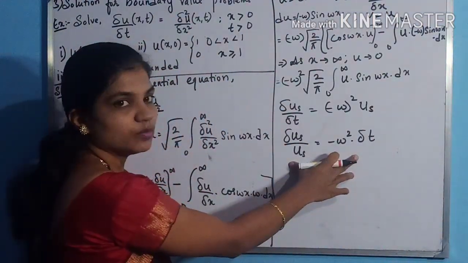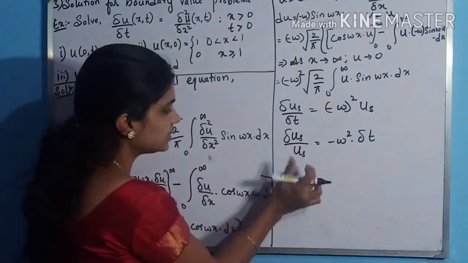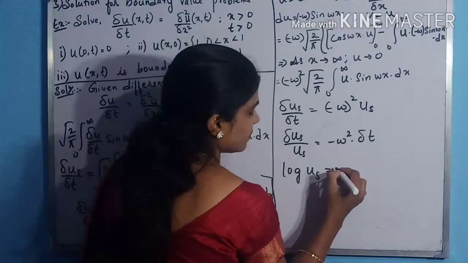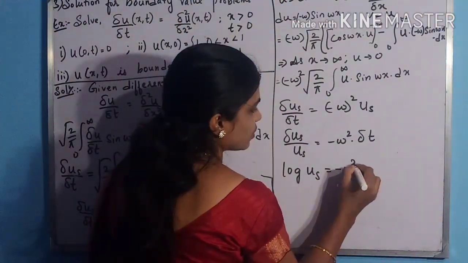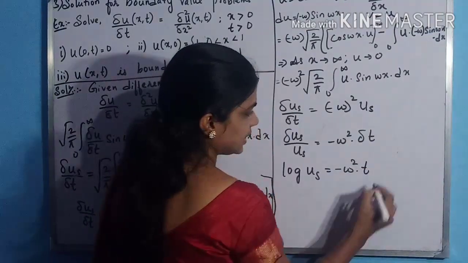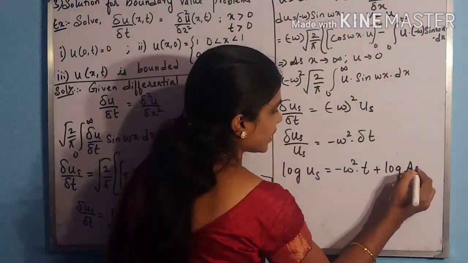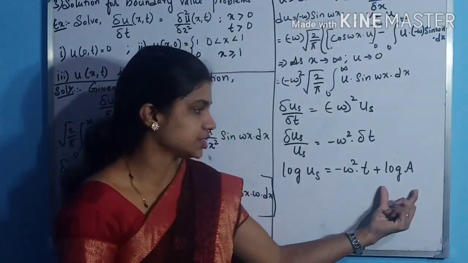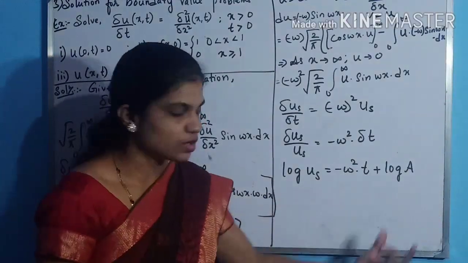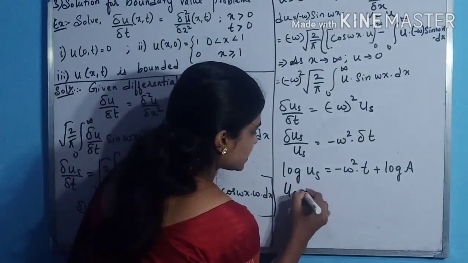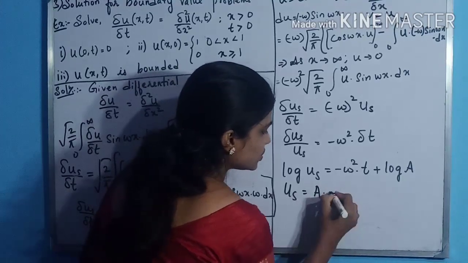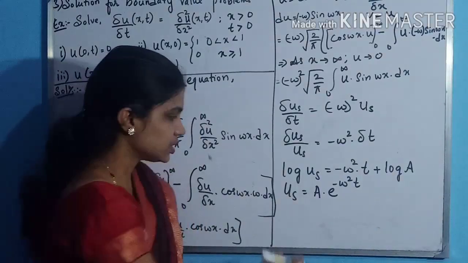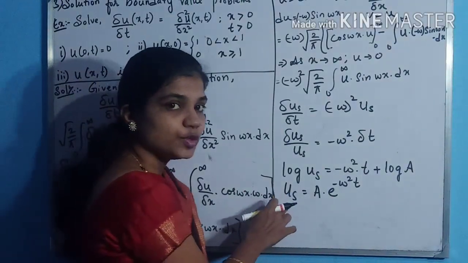Now I integrate both the sides. So if I integrate this, this is nothing but log of us is equal to minus omega square into t plus I'll take log of a. So this is going to be my constant value of the integration. Okay. Now if I remove the log, I'm going to get us is equals to a into e to the power minus omega square t. So this is the sine transform of u.